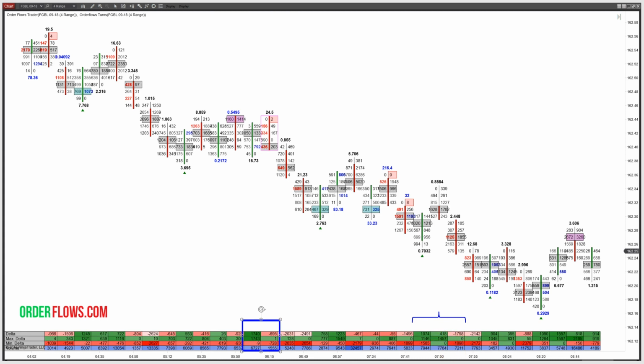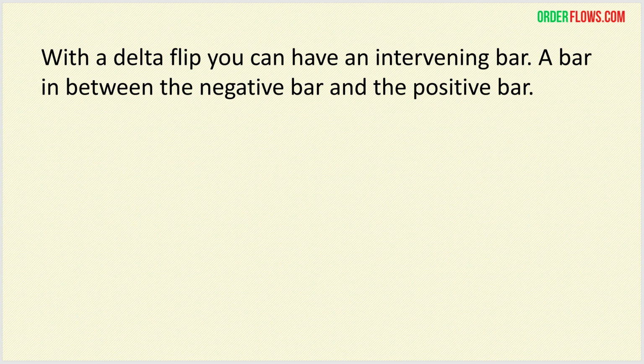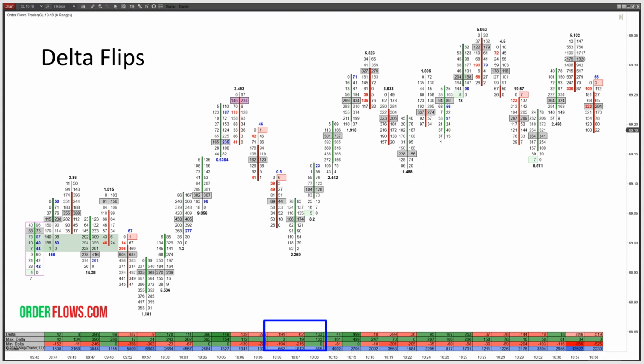Now, with a delta flip, you can have an intervening bar, okay? What I mean by intervening bar is a bar in between the two bars I would look at for the delta flip. So it's either going to be in between the negative bar and the positive bar, or the positive bar and the negative bar. And this is what I mean. You can see here, minus 194, this first bar, 0 positive delta, 0 max delta. The min delta is minus 194.